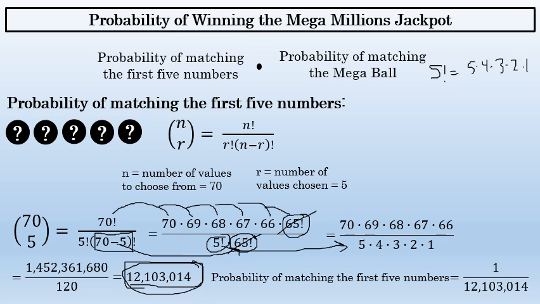There are exactly 12,103,014 possible ways, that many combinations, if you will, that 5 numbers can be drawn from a set of 70. Because there are that many possible combinations, the probability of matching the 5 numbers that you pick on your ticket exactly is 1 in 12,103,014.